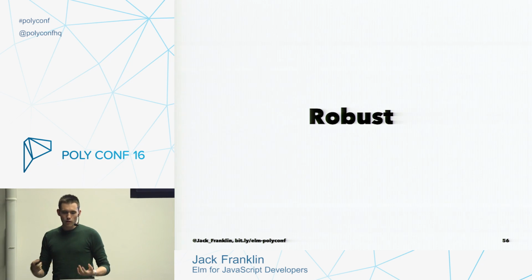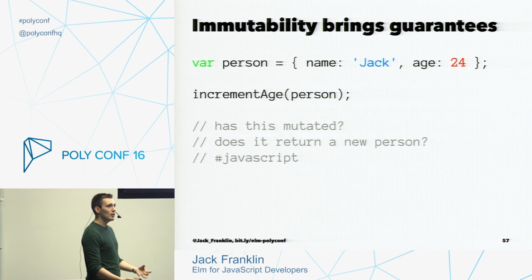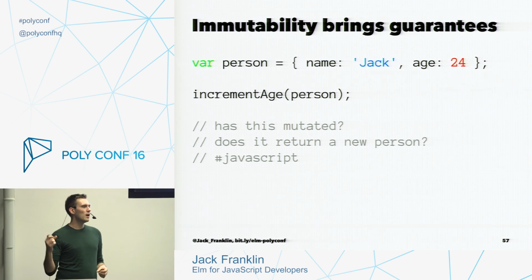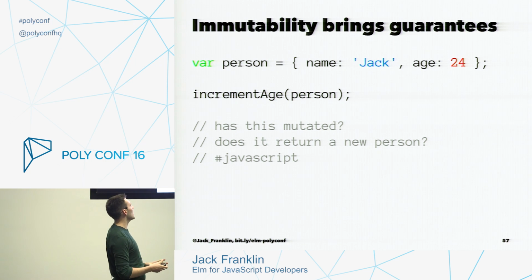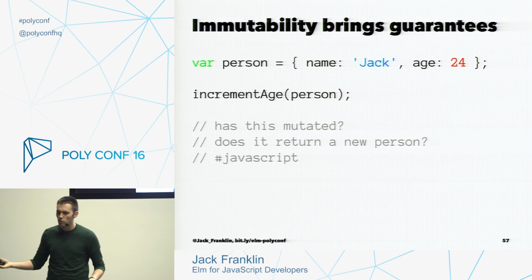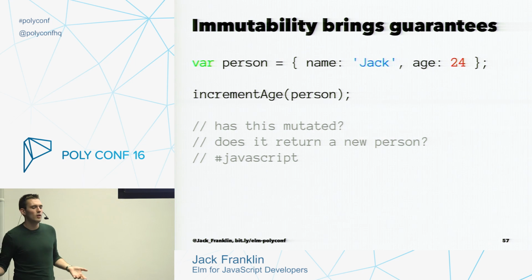Finally, Elm is also very robust. Every data type in Elm is immutable, and immutability brings some really nice guarantees. I think we've probably all been hit by this JavaScript bug, or not bug, sorry, this feature of JavaScript, where you pass in an object, and that object is passed by reference, so it can be mutated, it can have all sorts of things done to it, and you as the person who passed it to that function just don't know about it.